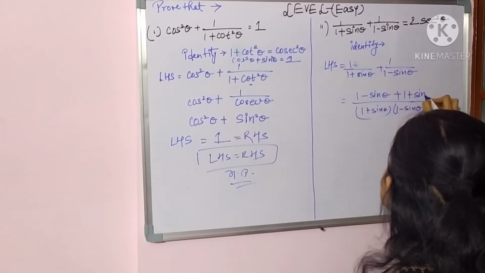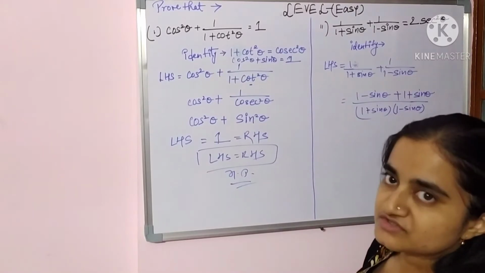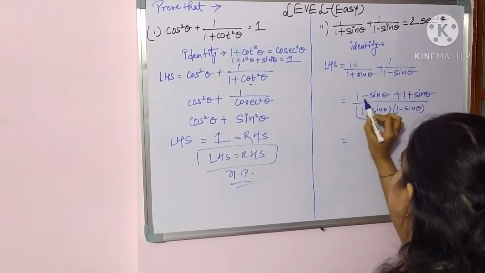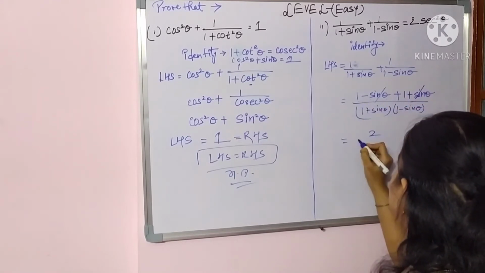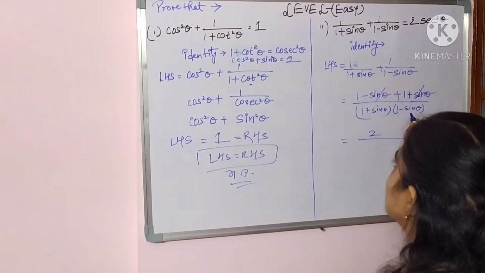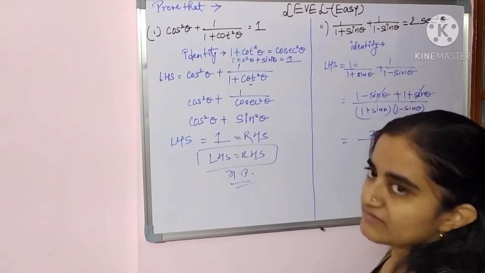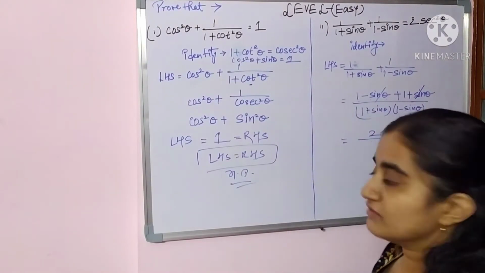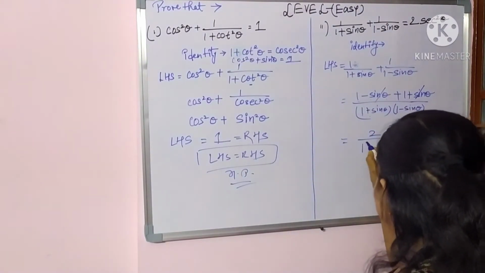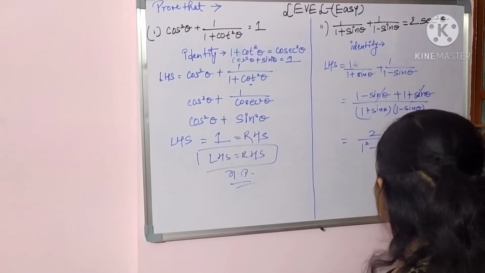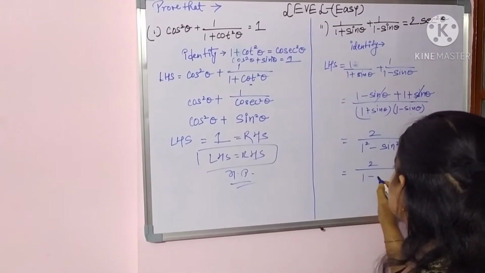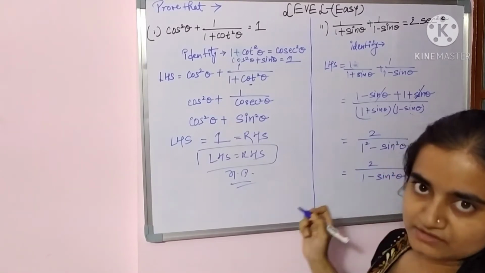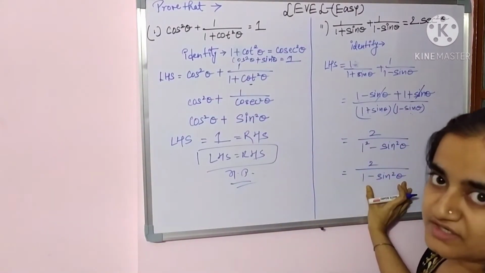Plus 1 plus sine theta. What I have done is cross multiplication. Now, what we have to do: 1 minus sine theta plus sine theta, 1 plus 1 is 2. Then 1 plus sine theta times 1 minus sine theta, A plus B, A minus B, A square minus B square, the formula of algebraic expressions. So again, 1 minus sine square theta.